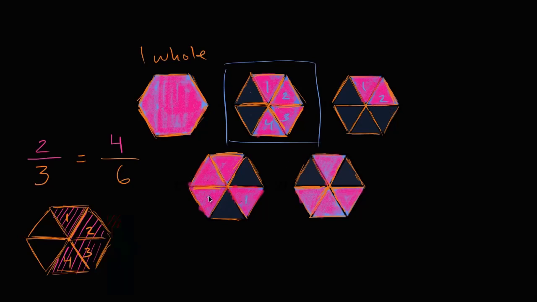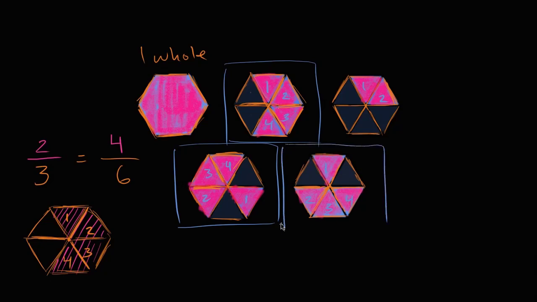This one is 1, 2, 3, 4. 4 of the 6 are filled in, so this is 2/3. So I will put a square around that one. And this one has 1, 2, 3, 4 of the 6 filled in. So this is 4 sixths, which we've already figured out is the same thing as 2/3. And we're done.